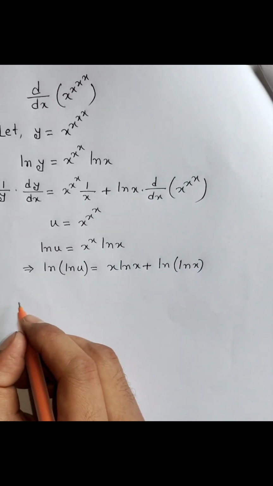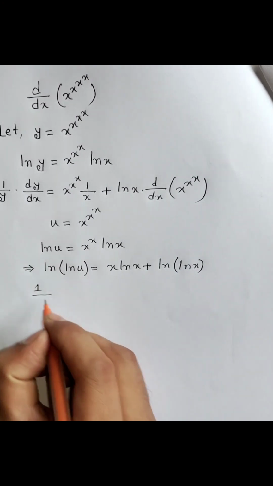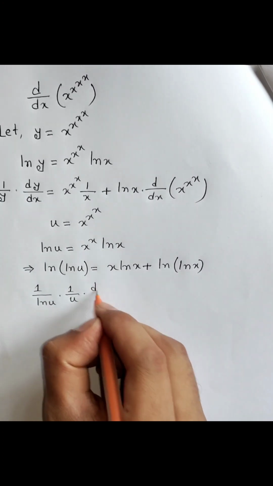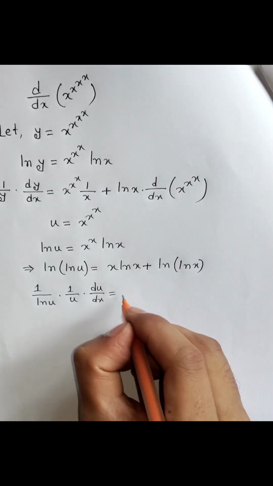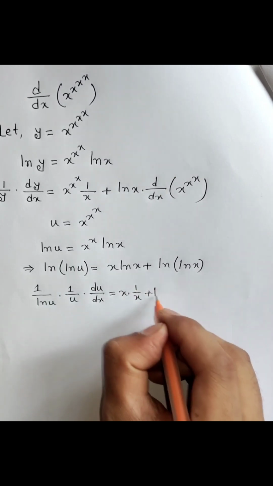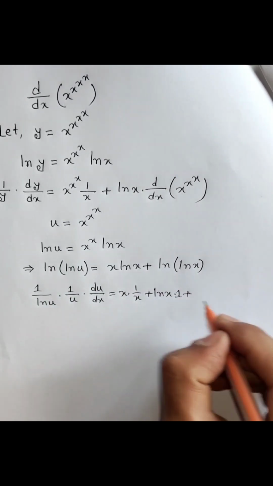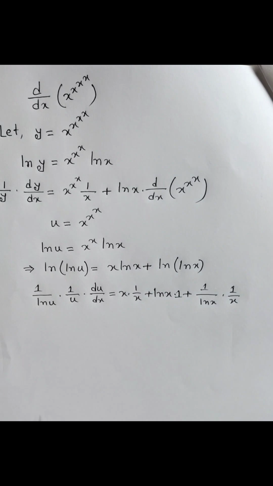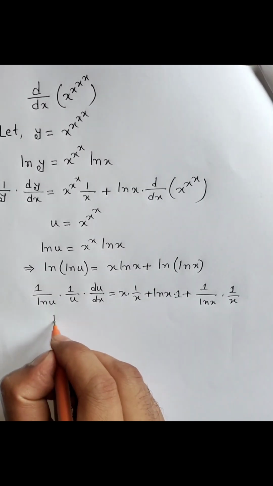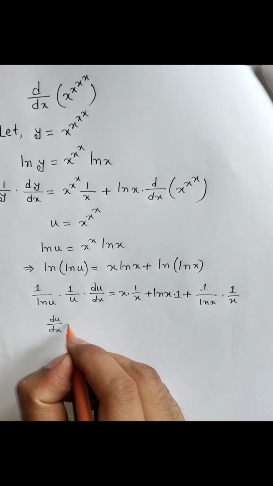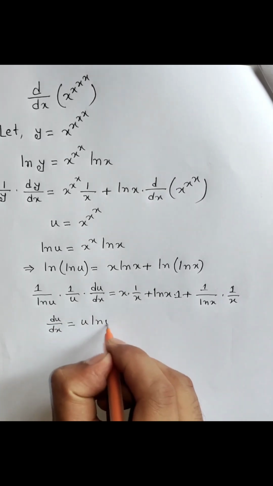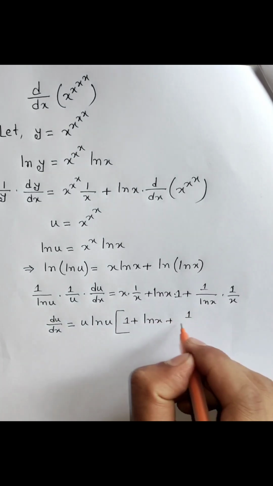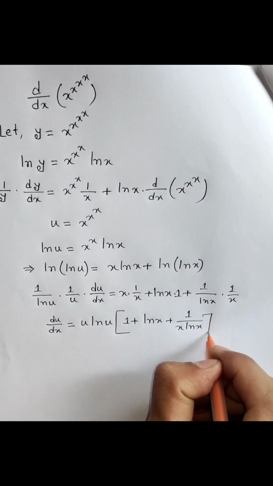Now differentiating both sides with respect to x, we have 1 by ln u times 1 by u du by dx equals x into 1 by x plus ln x into 1, plus 1 by ln x into 1 by x. Now du by dx equals u ln u into [1 plus ln x plus 1 by x ln x].